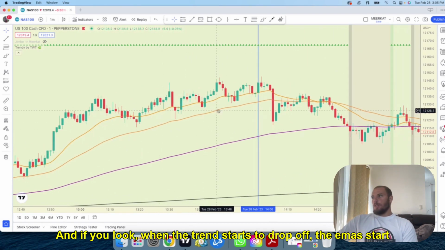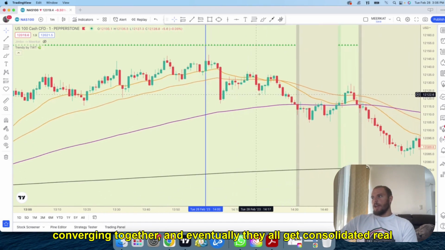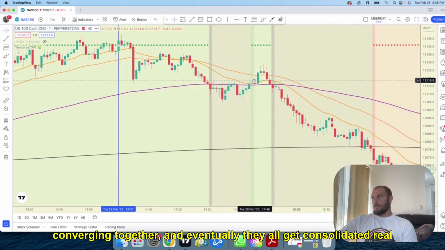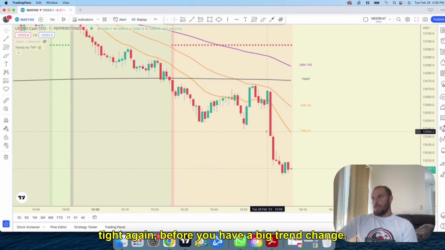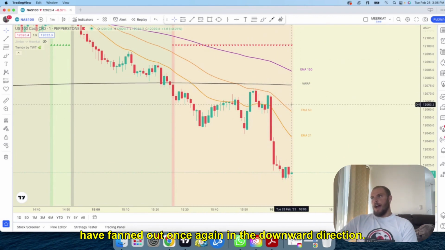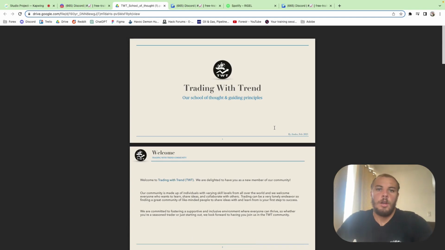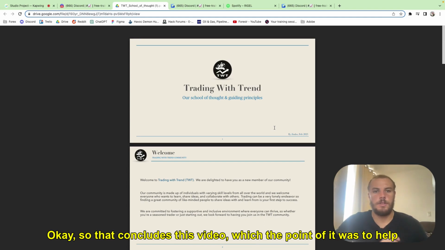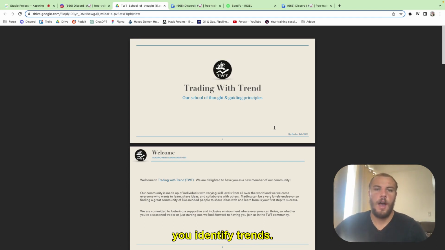And if you look, when the trend starts to drop off, the EMAs start converging together, and eventually they all get consolidated real tight again before you have a big trend change. Right now, we had a big trend change, and you can see that the EMAs have fanned out once again in the downward direction.